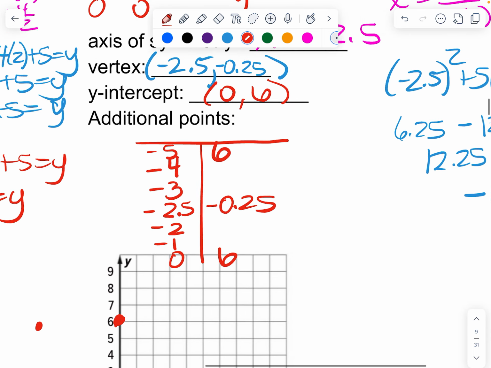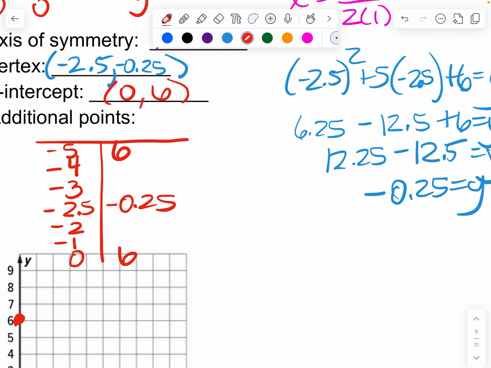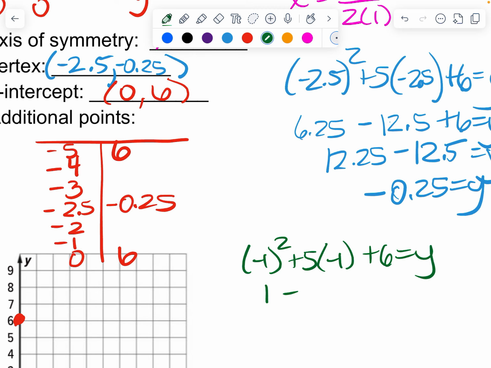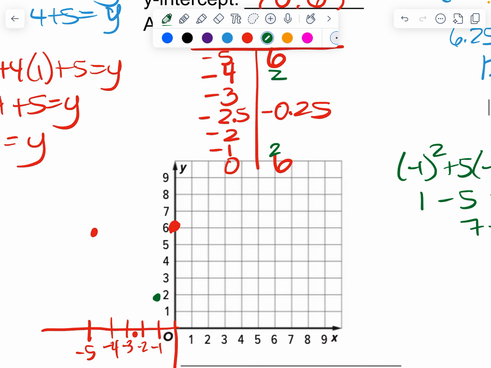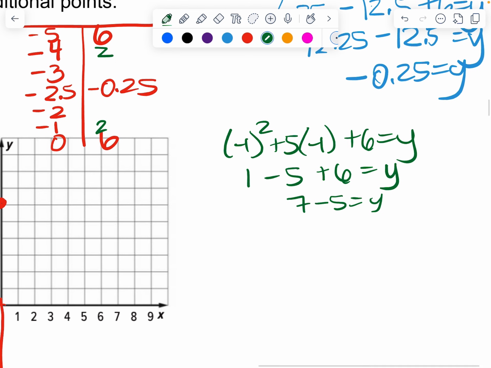Okay, so if I was to put in negative 1, so negative 1 squared plus 5 times negative 1 plus 6 equals y. So that's 1 minus 5 plus 6 equals y. So it'd be 7 minus 5 equals y. So that's 2. So that means those are 2. So negative 1, 2. And negative 4, 2.